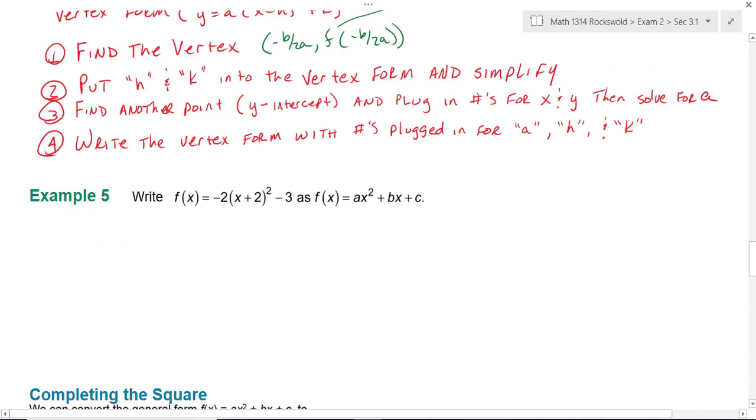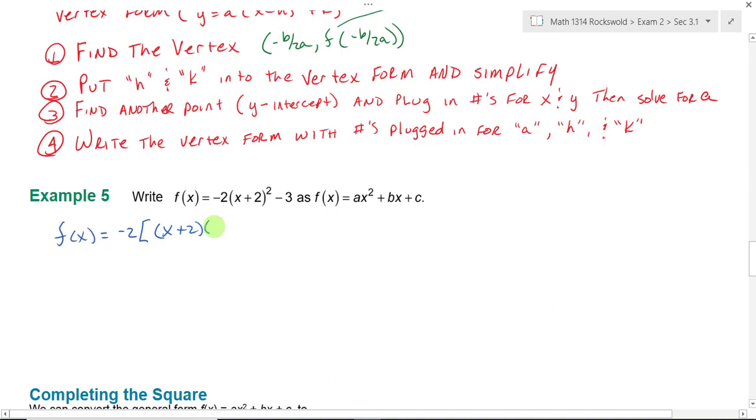In example 5, I ask you to go the other direction. Here I give you the vertex form and I want you to write it in the general form. This is actually easier. All you do is you FOIL this out, distribute the negative 2, and then combine like terms. You just follow your order of operations. So we're going to start with f of x equals negative 2 times, when you square something it means multiply it by itself, so I'm squaring the x plus 2.